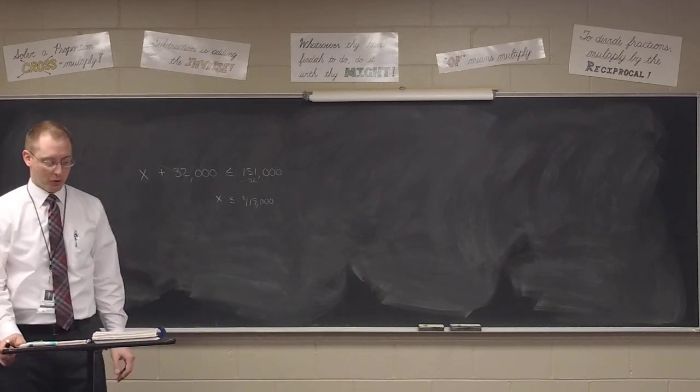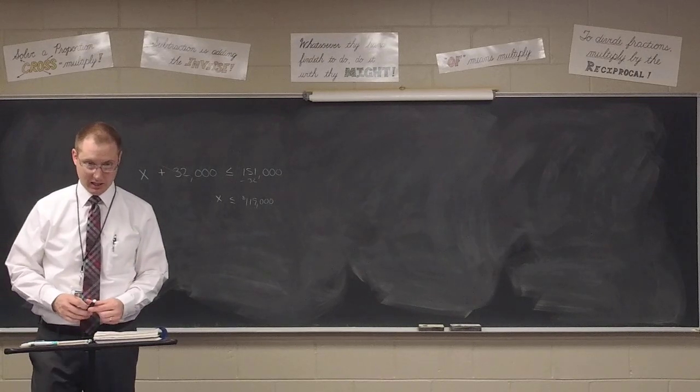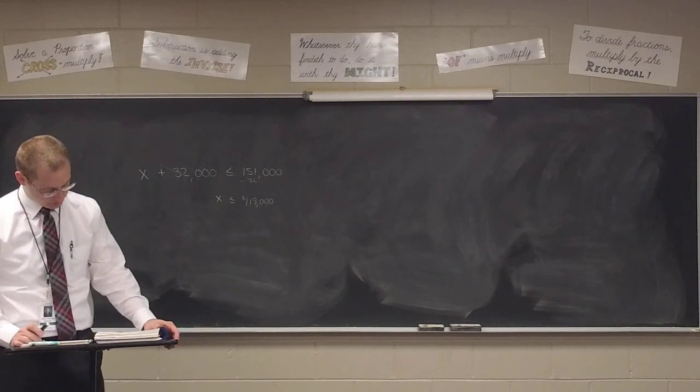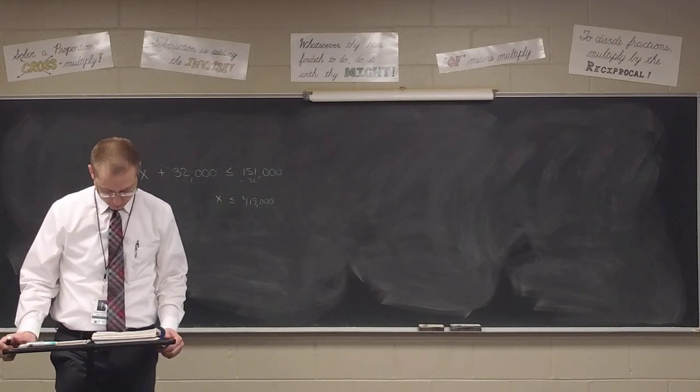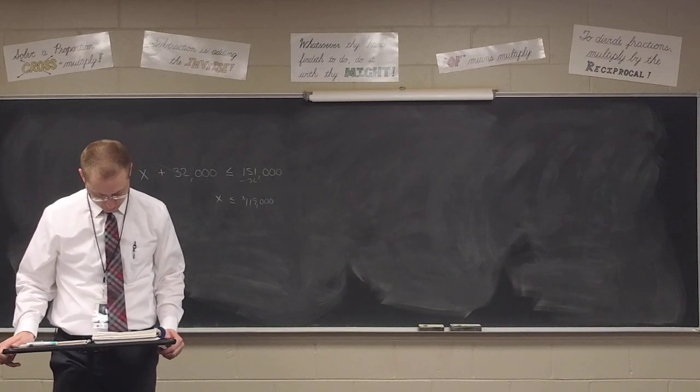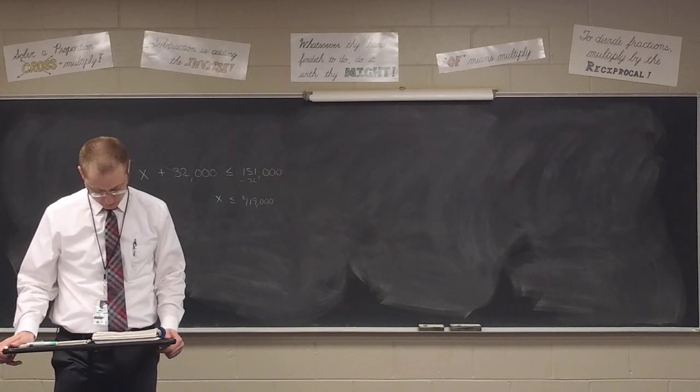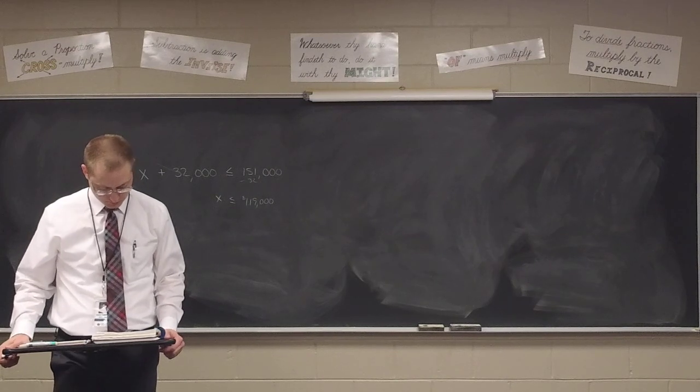Look at the next one, example 4.5b. And Noah, go ahead and read this one for us. The Chess Club is having a spaghetti dinner to raise funds at $4 per dinner. How many dinners must they sell to make at least $350?